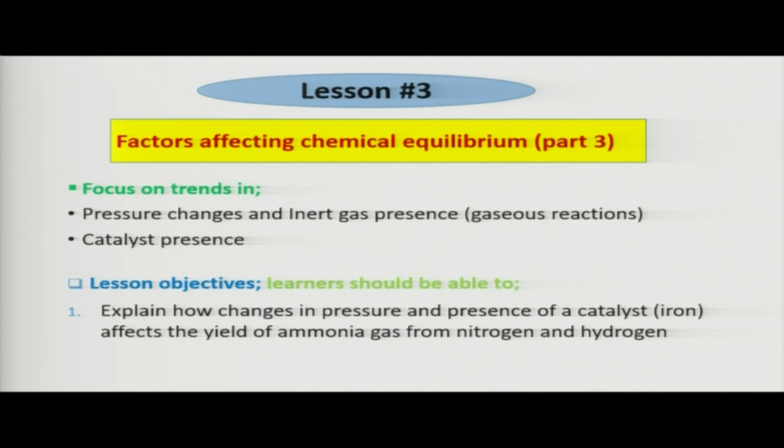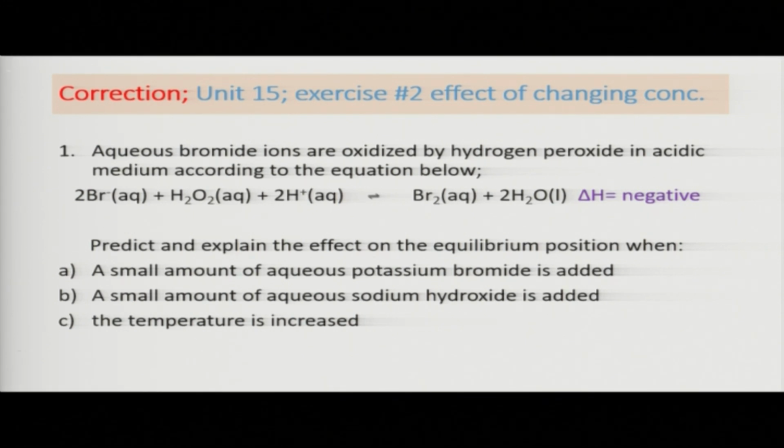So briefly, in a previous lesson, we looked at how changes in concentration affect the equilibrium. Then we used changes in the concentration of sodium hydroxide as regards the dichromate-chromate equilibrium. Then I left you with a related exercise, which I called exercise 2 because it was for lesson 2, and it is basically on the effect of changing concentration. And I included the effect of temperature as we covered in lesson 1.